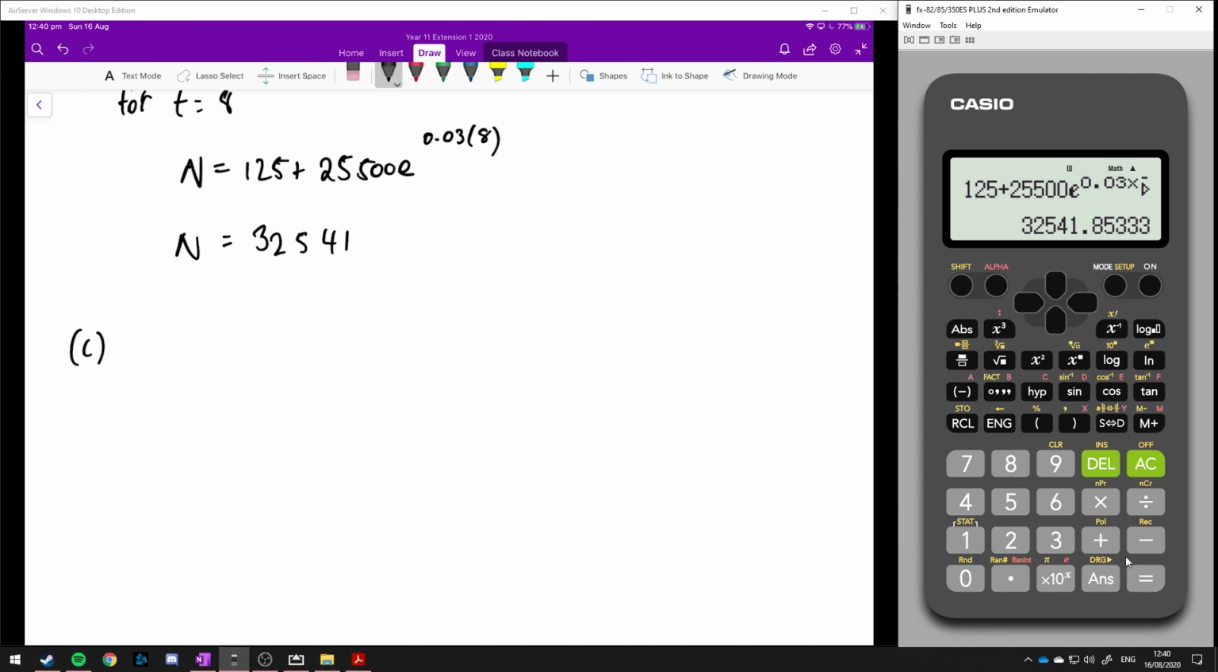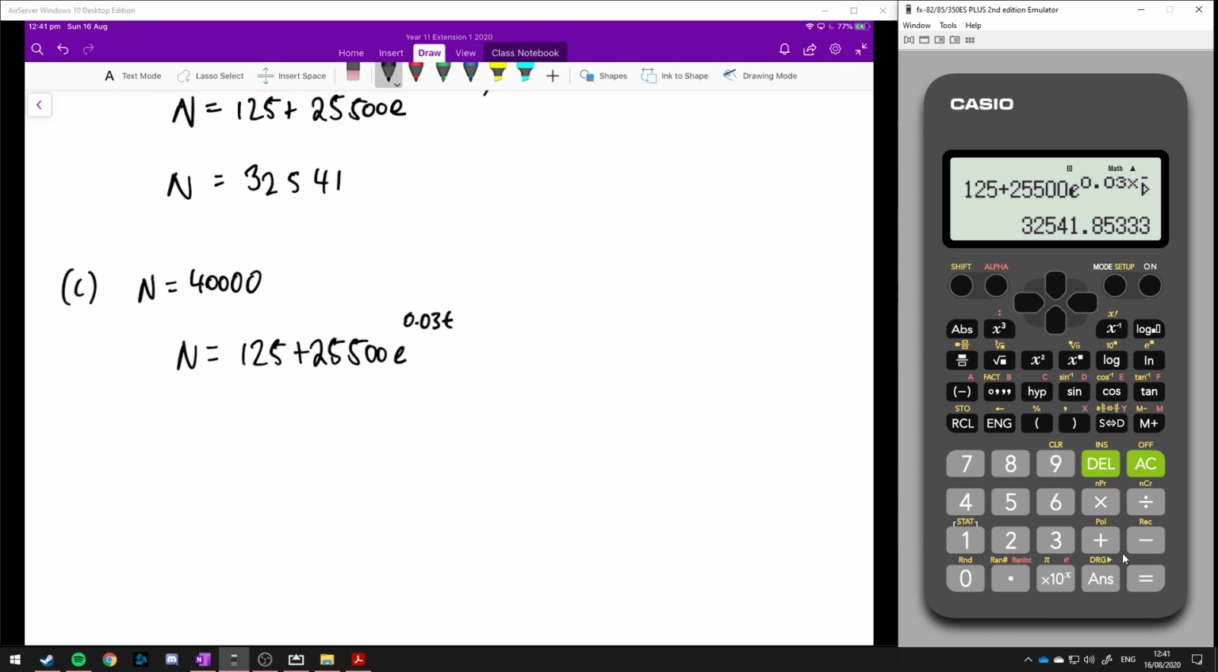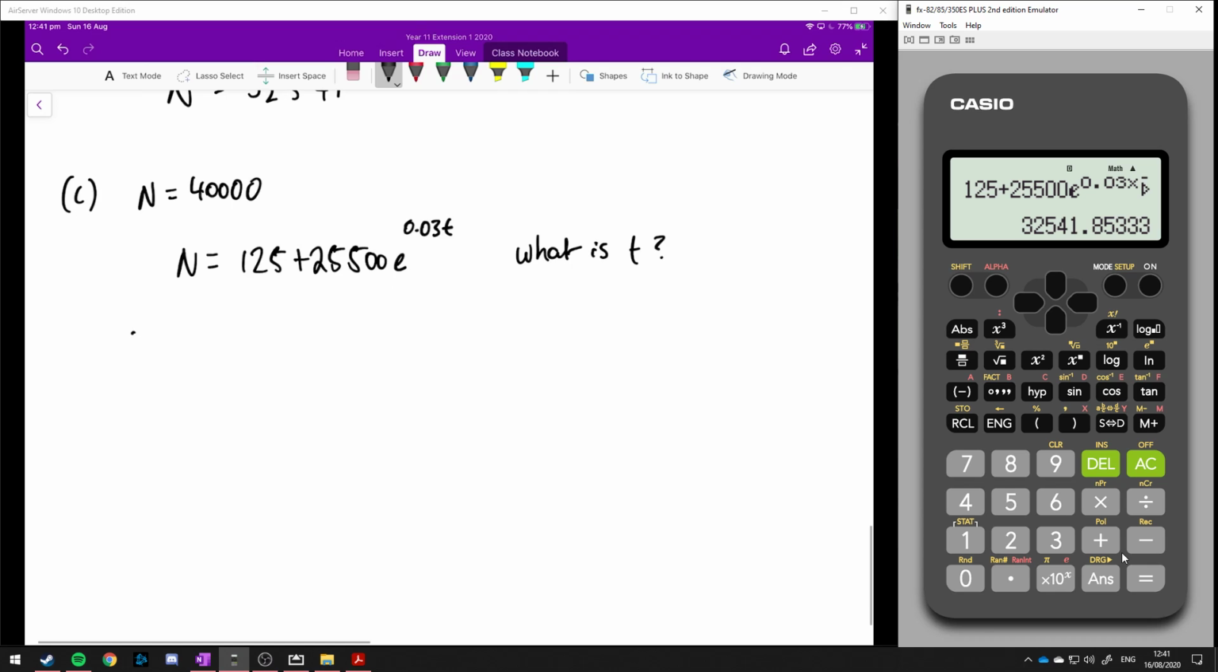Okay, so part C. We want the population, so the n, to be equal to 40,000. And we've got our formula, n is equal to 125 plus 25500 e to the 0.03t. So in this question, we're trying to find t. So we're going to substitute our 40,000 in. 40,000 is equal to 125 plus 25,500 e to the 0.03t.